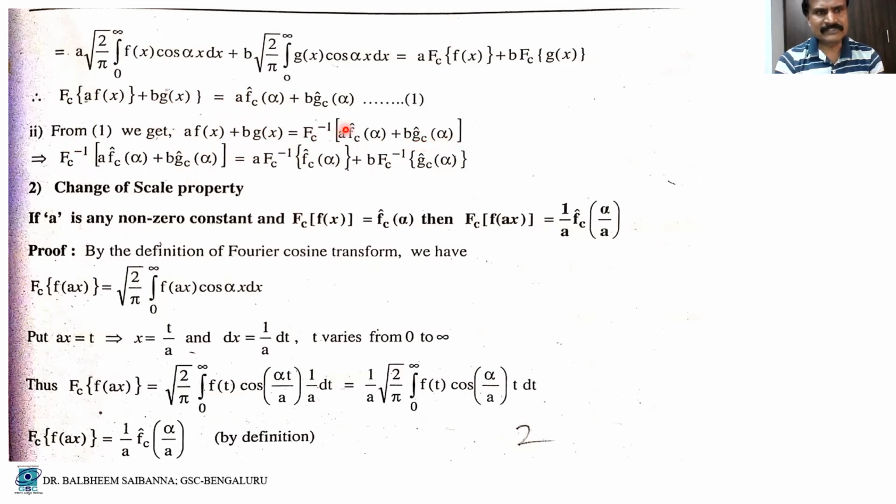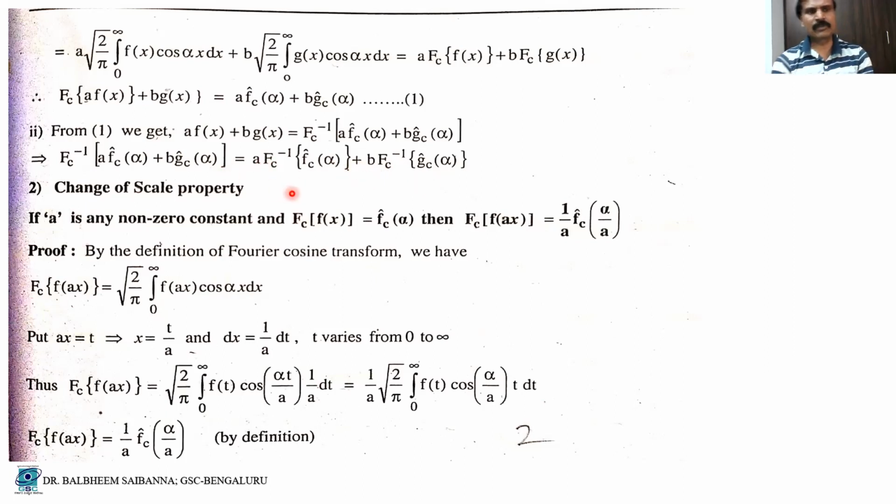Then F_C inverse of (A F_C cap alpha plus B G_C cap alpha) is as it is. Then A times F_C inverse of F_C cap alpha plus B times F_C inverse of G_C cap alpha. It is the proof of the second.